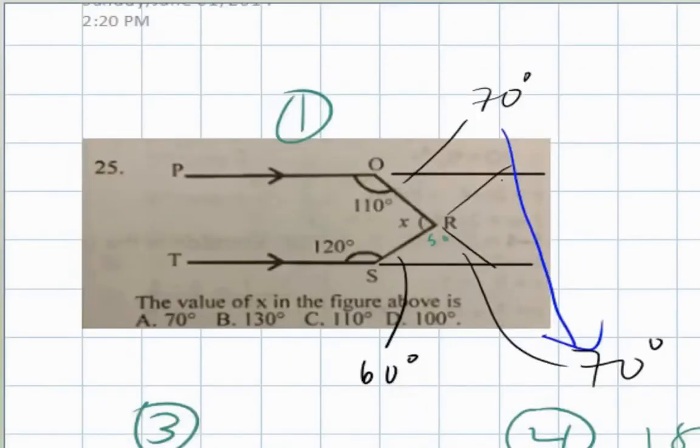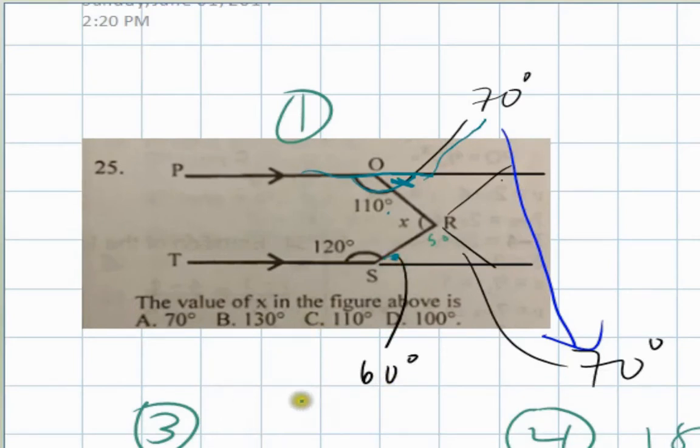Question 25 wants to find out what the value of x in the figure is. So what we need to do is take our knowledge of parallel lines and angles and put it all together. First off, we know that since this is 110 and this is a straight line, this full angle is 180, meaning that 180 minus 110 tells us that this inner angle is the 70 degrees that I've labeled up here. Using that same process, I took 180 minus 120, and I got that this inner angle was 60 degrees.